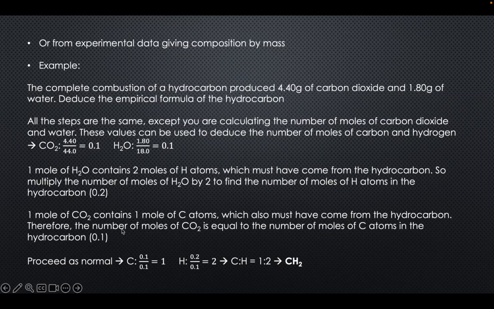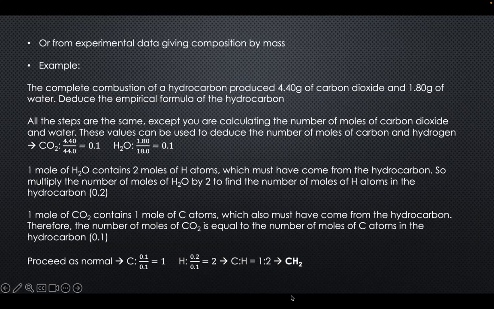1 mole of carbon dioxide contains 1 mole of carbon atoms, which also must have come from the hydrocarbon. Therefore, the number of moles of carbon dioxide is equal to the number of moles of carbon atoms in the hydrocarbon. So that's 0.1. We don't have to do anything. Then we just proceed as normal. We work out the ratios. We divide them by the smallest number, which is just going to still be 1 to 2, which gives us an empirical formula of CH2.